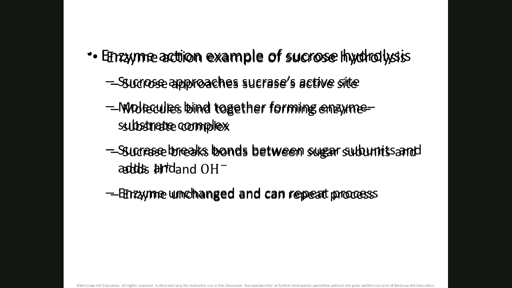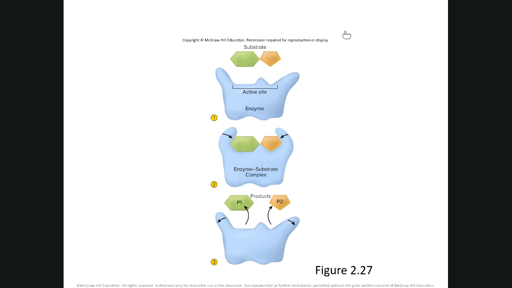I can't really even see this slide, but here's an example of the steps of an enzyme. The example is sucrose hydrolysis. We're going to break down sucrose. Sucrase is the enzyme for this, and sucrose is the substrate. Sucrose goes to sucrase's active site, and the molecules bind together. We form an enzyme-substrate complex. Then the enzyme is going to break bonds within that sucrose molecule, and at the end you have the individual units of that sucrose. I'm not going to ask you the details about sucrose.